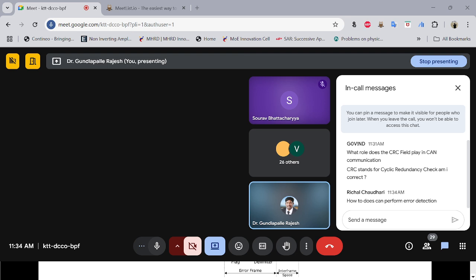As per that, the data frame, remote frame, and overload frames are framed. And see here, whenever an error frame occurs, there will be a retransmission. This is the retransmission frame. A retransmission request will be sent, and again the same data frame will be resent.